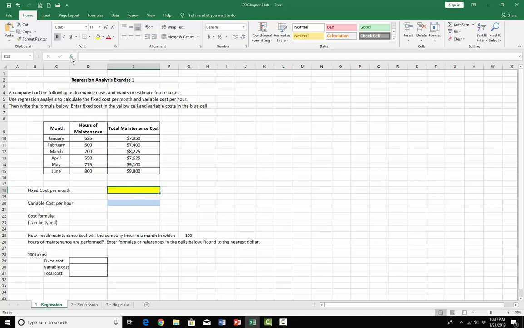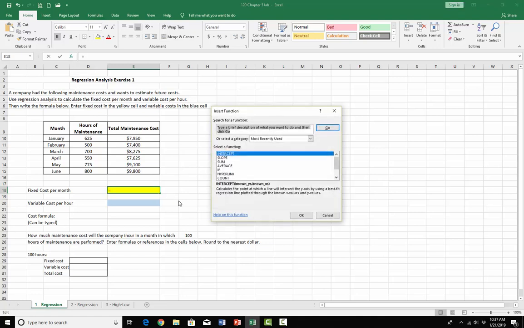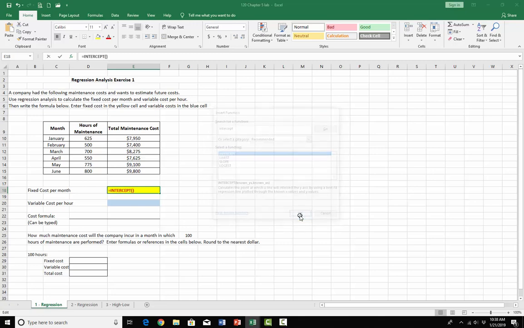All right, so here we go. We're going to go to the function. The function that we're looking for is intercept. Because remember, on our cost volume profit graph, fixed costs are where it hits the y-axis. So we're looking for the intercept.